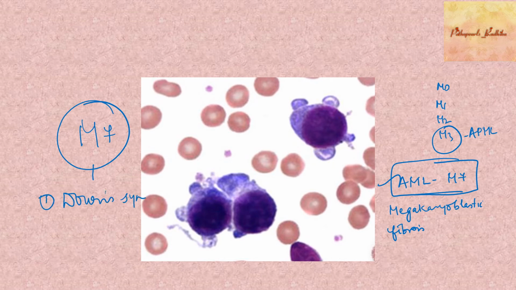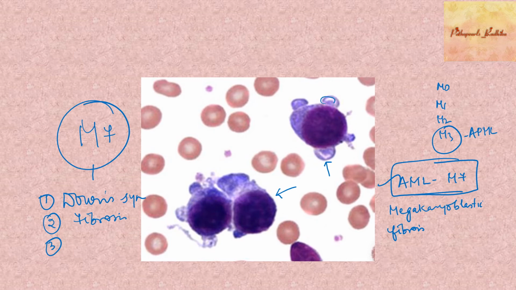Okay, point number 1: it can be associated with Down syndrome. Point number 2: it can cause bone marrow fibrosis. Point number 3 is what you're seeing here. So definitely these are atypical cells. These are blasts. But if you want to suggest some type of AML, this blast is going to give you a clue. What is it?